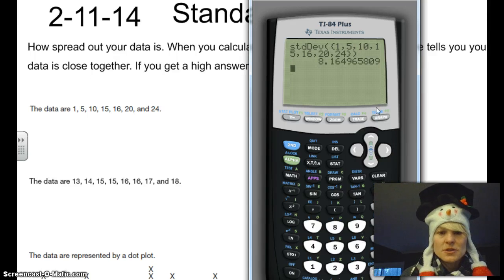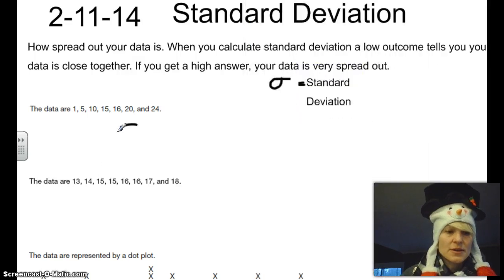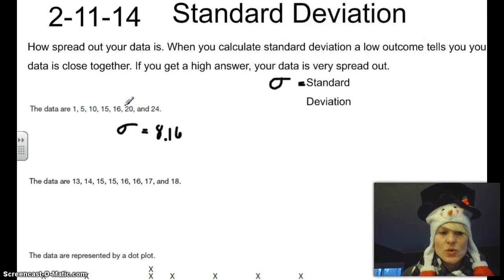And so the standard deviation of this is 8.16. All right, so that's fairly spread out. A close one would be around 1. You can see it goes from 1 to 24, so that is a good spread. So we would say the standard deviation here is 8.16 if we were just rounding. That would tell you that your data is quite spread out. Okay, so I want you to try this one on your own and find the standard deviation.